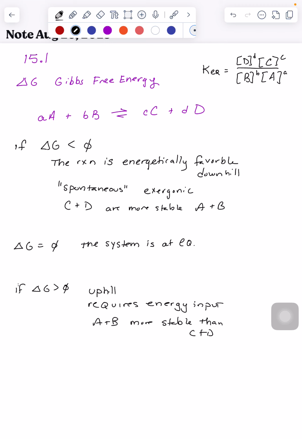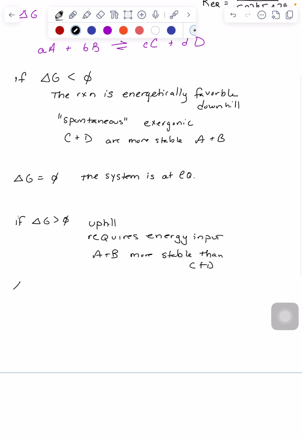So we often refer to delta G, or free energy, under standard conditions. And if we're referring to standard conditions, we call it delta G naught. So that is the energy difference under standard conditions. And generally in chemistry, that means gases are at 1 atmosphere of pressure, solutes are about 1 molar concentration.